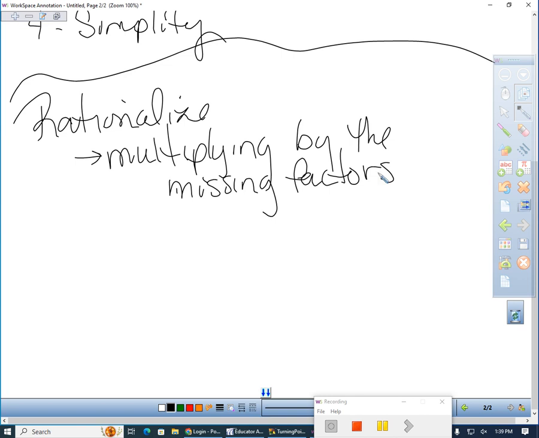Okay, so when we had like 1 over square root 2, because it's a square root, we needed to multiply by 1 more square root of 2. That simplified it, right? So that way we would have 2 2's inside that square root. So this became the square root of 2 over 2. Okay?